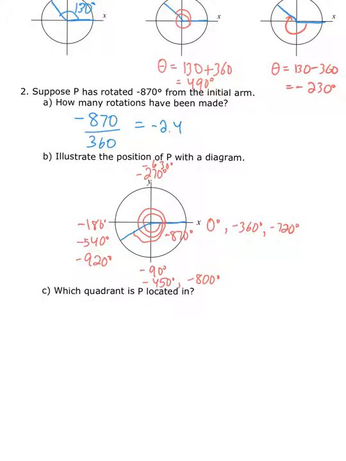And then part C asks what quadrant am I in? Our first quadrant is where x and y are both positive, and then we go counterclockwise. So quadrant 1, quadrant 2 is where x is negative and y is positive. Quadrant 3 is where x and y are both negative, and quadrant 4 is when x is positive and y is negative. So our angle is in quadrant 3.